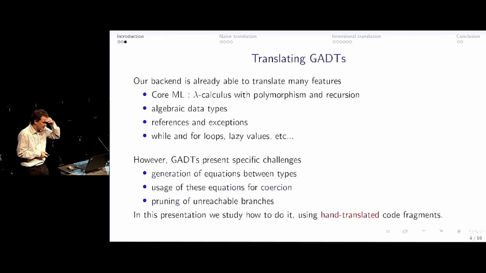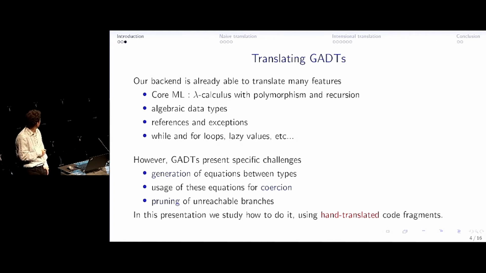And what is the current situation of Coqgen? We have a backend that already translates many features of the language. So we have core ML with algebraic data types, references, exceptions. We even have while, for loops, lazy values. So it's already a reasonable part of the core language, at least. And the natural next step, of course, is to add GADTs. But they present specific challenges. One is generation of equations between types, usage of these equations for coercion, and in OCaml you can also prune unreachable branches. So you need to reproduce all that on the Coq side.